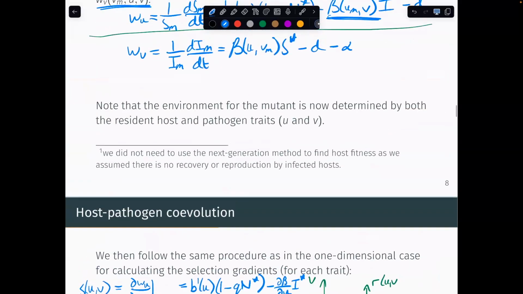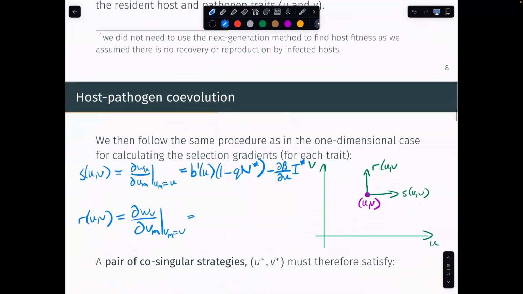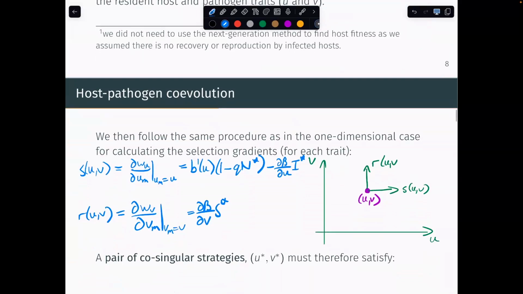So what does this look like? Well, we only actually have a VM in this function here. So we take our partial derivative with respect to VM. In this case, we just end up setting it equal to V. And this gets multiplied by S star. The minus D and the minus alpha just drop out from the previous slide.